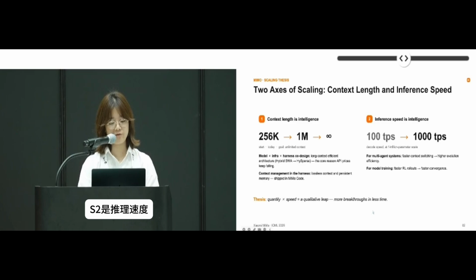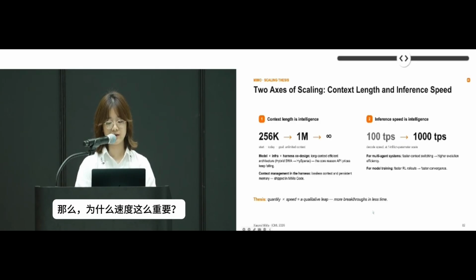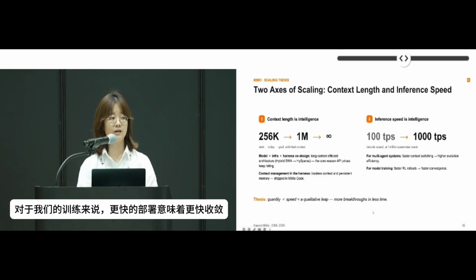Axis 2 is the inference speed. We went from 100 to 1000 TPS at trillion parameter scale on common GPUs. Why does speed matter this much? We think that for multi-agent systems, faster context switching means faster innovation. And also for our training, faster rollouts means faster convergence.